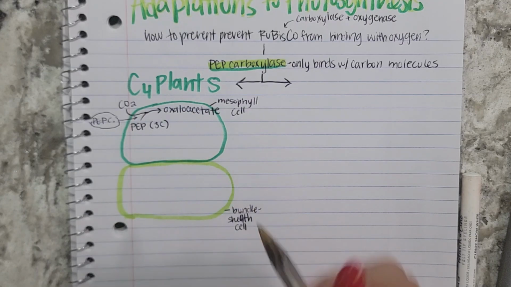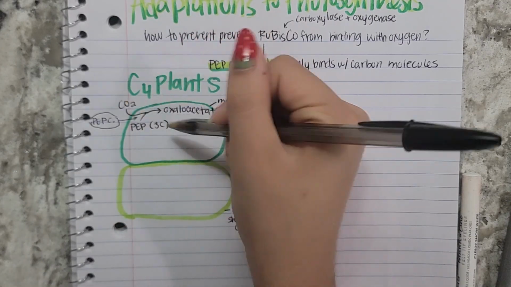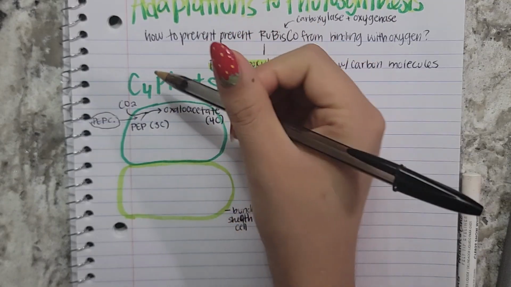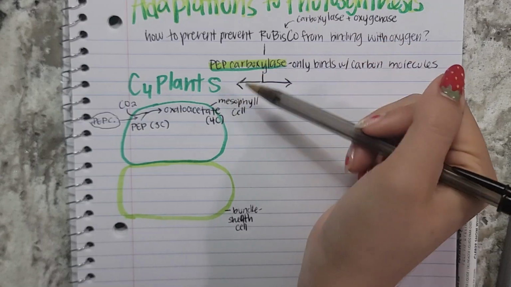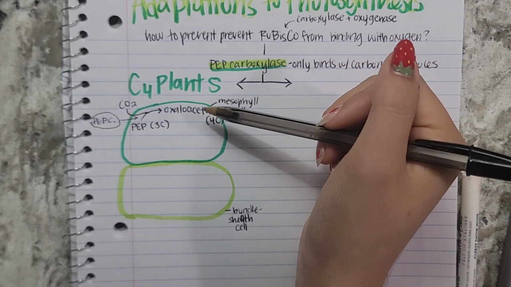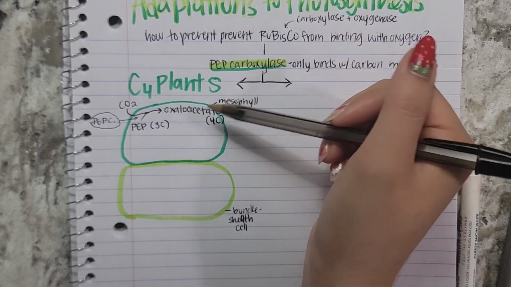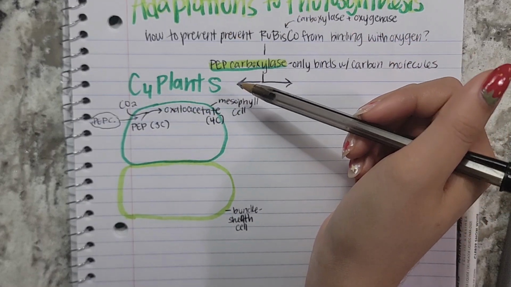Okay, so now we've made oxaloacetate, and so this is 1 carbon, this is 3 carbons, so oxaloacetate is 4 carbons, which is how we get the name C4, is the carbon molecules we're working with have 4 carbons rather than the normal C3 pathway, which is obviously a 3-carbon molecule.